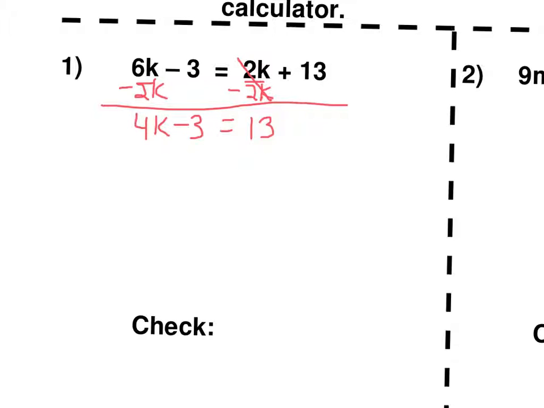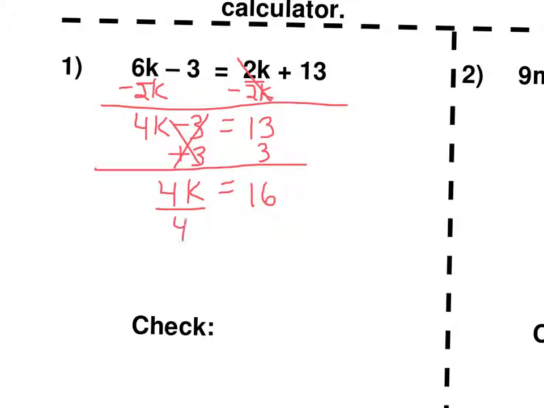Now I want to move the 3 over to the right side, and the way that I do that is I'm going to do an opposite operation, which is adding 3 to both sides. This eliminates that. I bring it over here. I have 16 now, and I have 4k equals 16. And you know what to do here. You just divide by 4. So k then is equal to 4.